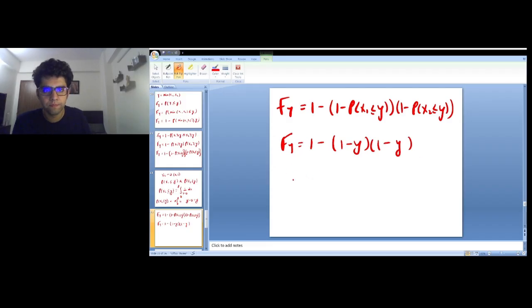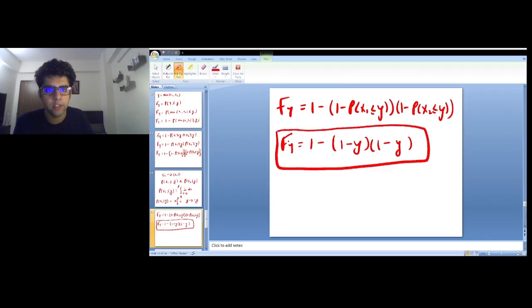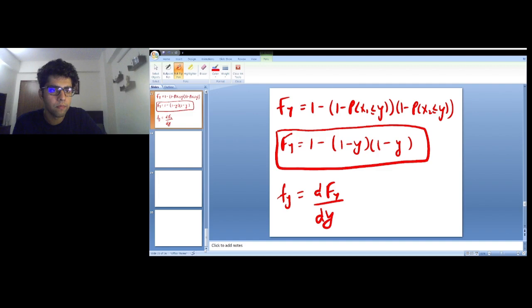Now I need to find the PDF of y. This was the CDF of y. Now we need to find the PDF, which is small f. For finding the PDF of y, we just need to find the derivative of the CDF of y with respect to y.